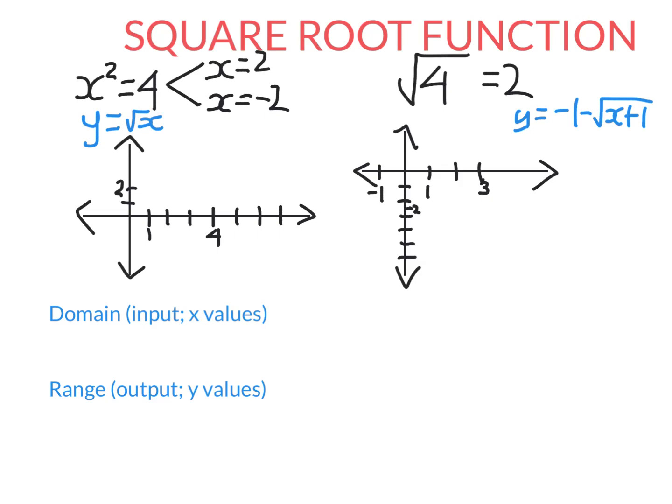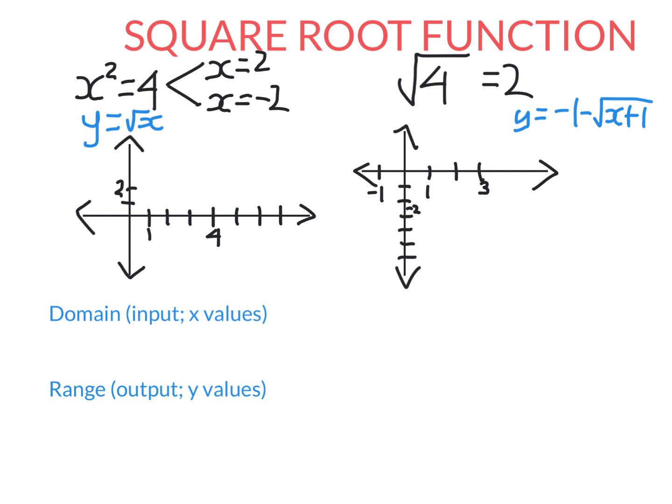Thank you so much for tuning into this video in which we will look at the square root function. So the square root is a function. That means for each input, you only get one output. See, x squared equals 4 has two solutions, 2 and negative 2. But if you square root 4, it only has one solution.